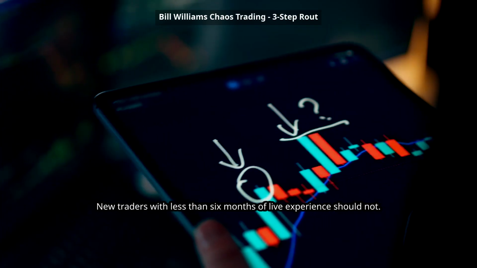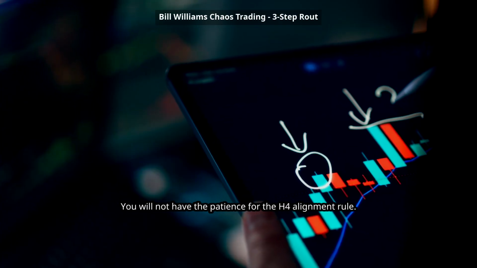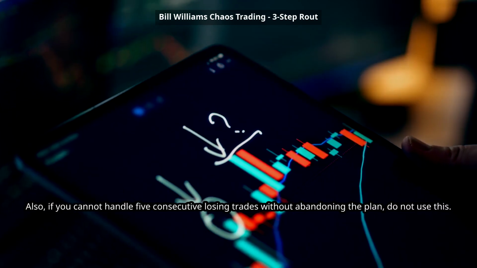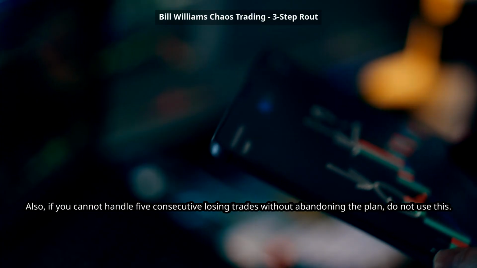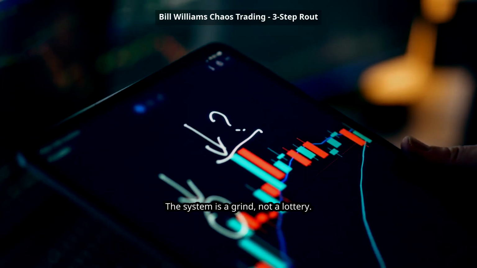You should not use this. New traders with less than 6 months of live experience should not. You will not have the patience for the H4 alignment rule. You will skip it and blow up. Also, if you cannot handle 5 consecutive losing trades without abandoning the plan, do not use this. The system is a grind, not a lottery.